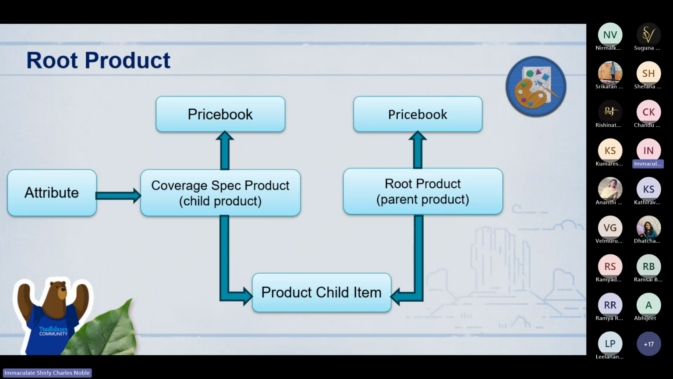So this is the overall procedure that we are going to follow when creating the root product. The first step, we need to create the attribute. Second, we need to create the coverage specification product. Third, we need to create the root product.